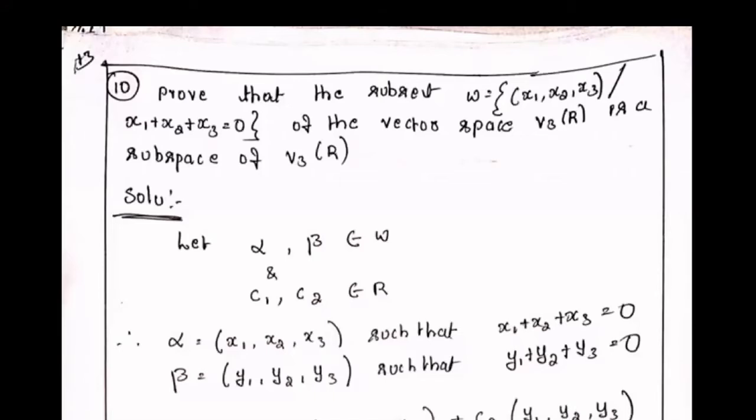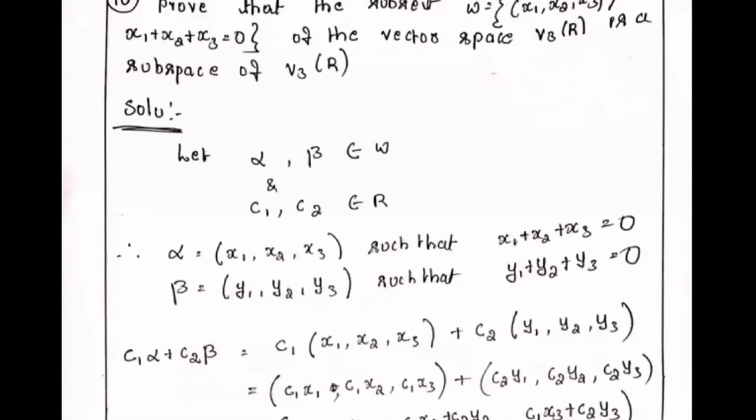Prove that subset W of (x1, x2, x3) of a vector space V3 of R is a subspace of V3 of R. Sometimes they'll represent it like this, as 3-dimension, but the actual definition from your prescribed textbook is R cube.